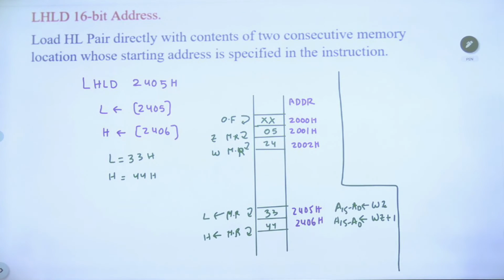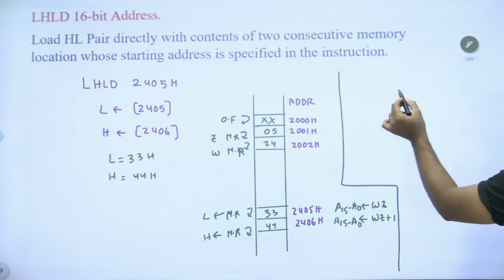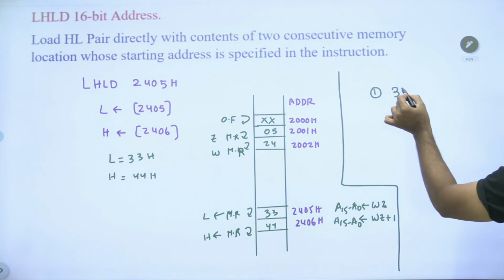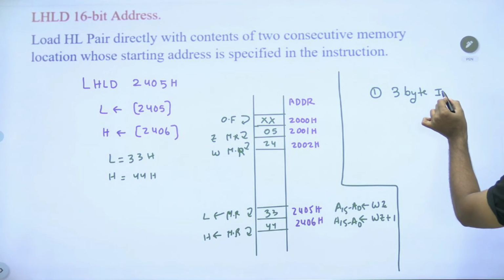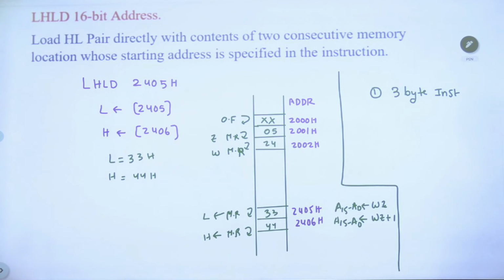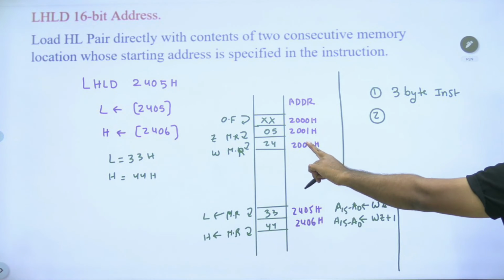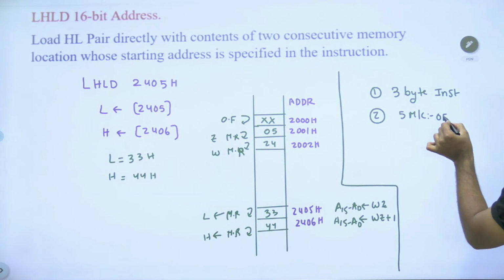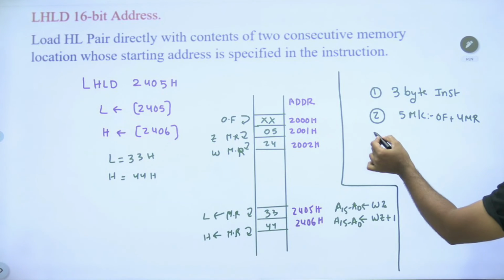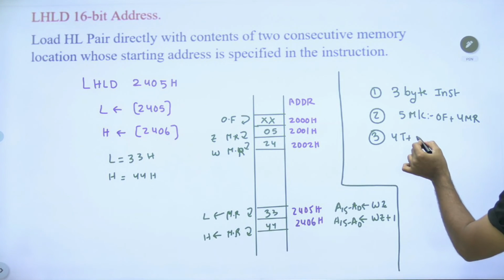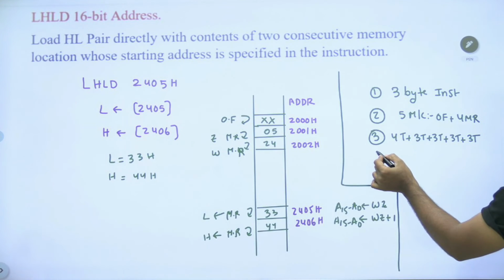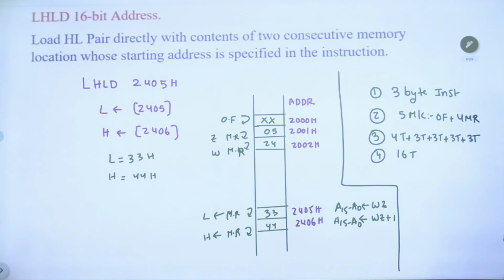Okay, see here. How many bytes is the instruction? Three byte instruction. How many machine cycles? 1, 2, 3, 4, 5. What are they? Opcode fetch plus 4 memory reads. 4T plus 3T plus 3T plus 3T plus 3T. Total 16T. So this will take more time.